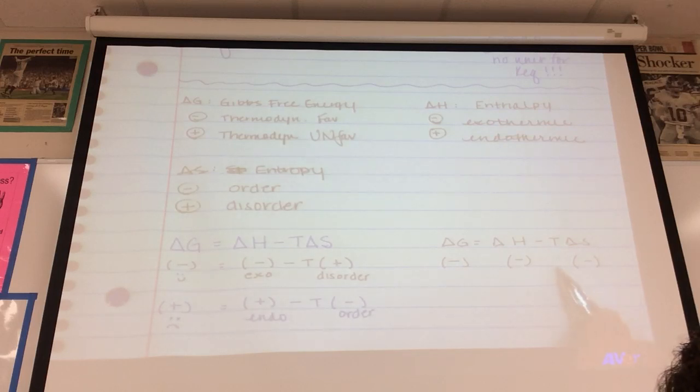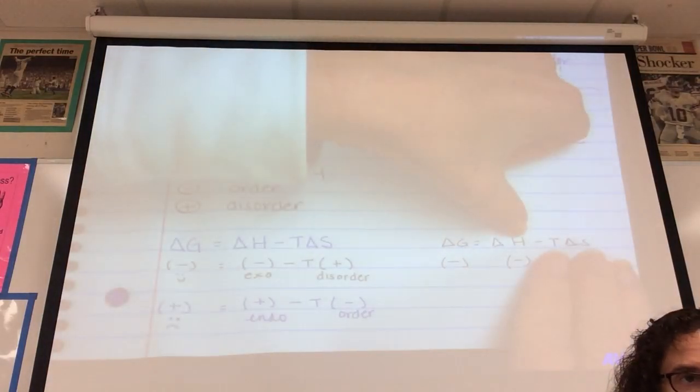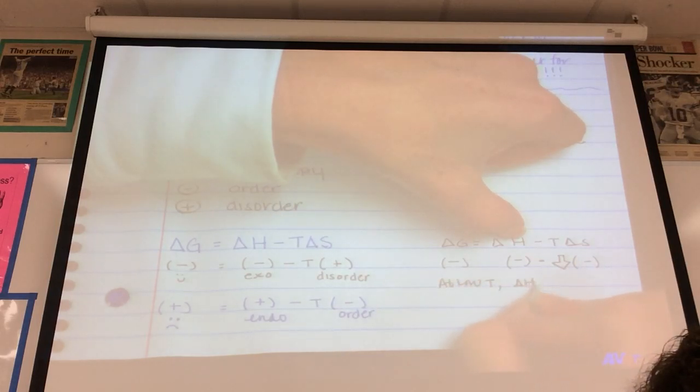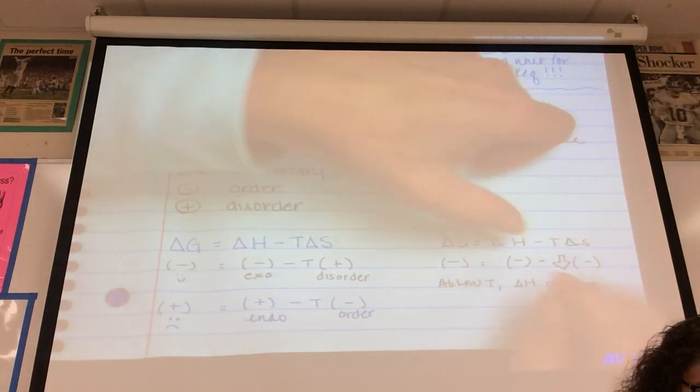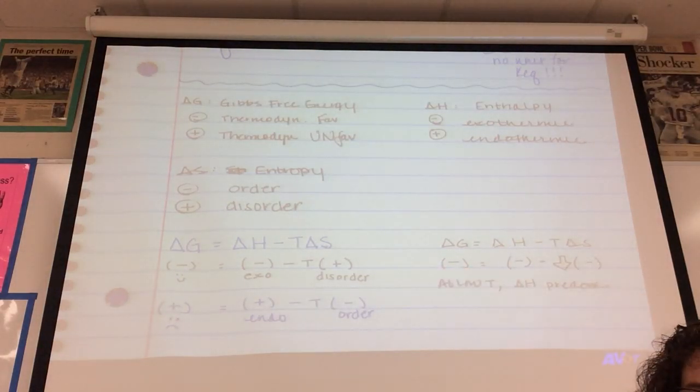The temperature would be low, correct? Because then if the temperature is low, this term doesn't have much of an effect. It is the delta H term that predominates. So at low temperature, the delta H term predominates. And again, exothermic reactions tend to be thermodynamically favorable.